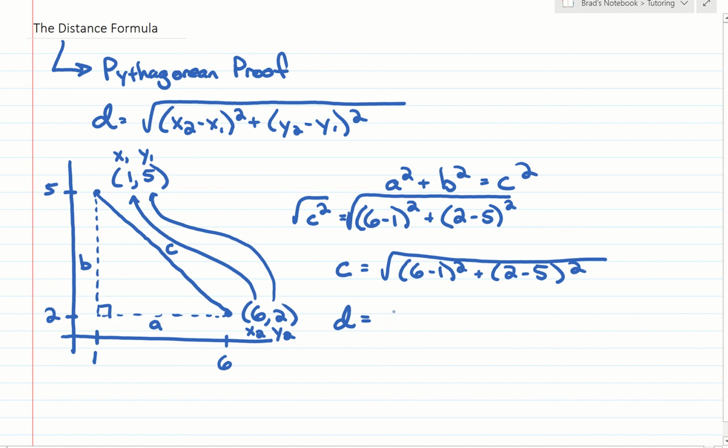The length of leg A is our x2 value minus x1 squared. Because this is Pythagorean theorem, it's a squared plus b squared, so I'm going to keep my plus sign. And the length of leg B would be what we got from doing the y2 value minus y1, squaring it, and we would take the square root of this to figure out the distance.